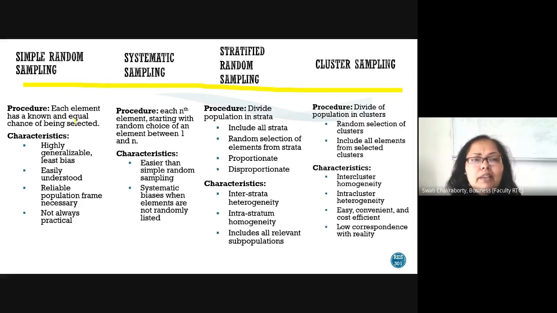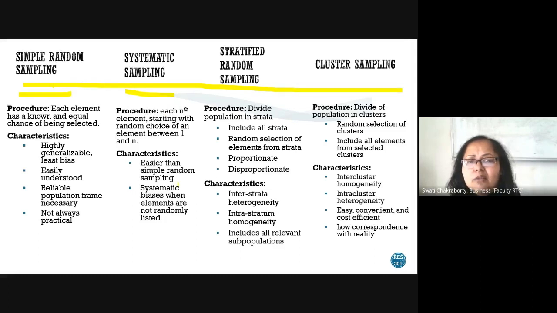Simple random sampling, where each element has a known and equal chance of being selected. It can be highly generalizable, least bias, easily understood. A reliable population frame is necessary and not always practical, right? So that's simple random sampling.